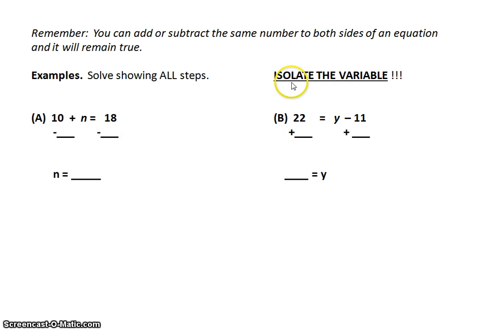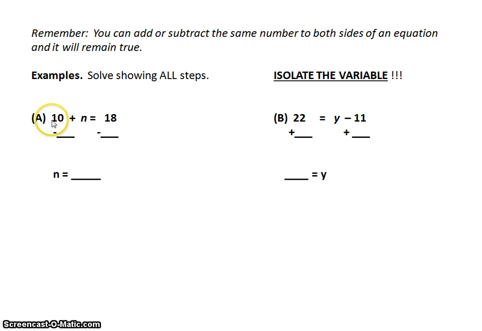We want to isolate the variable. In the equation 10 plus n equals 18, the variable is n. When I say isolate the variable, that means I want to get the variable n all by itself. So, when we look at this equation, we see that n is on the left-hand side of the equal sign, and it is not by itself. It has this 10 being added to it. So we need to undo 10 being added to n.